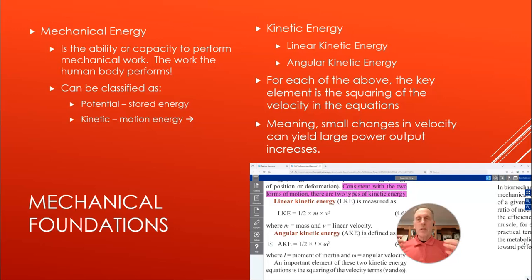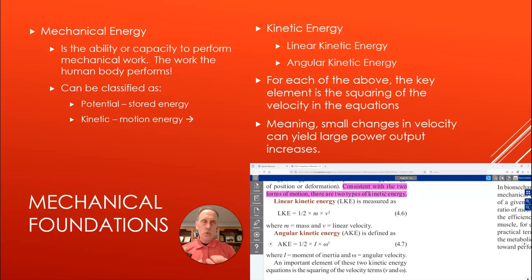So mechanical energy is the ability or capacity to perform mechanical work. It's the work that quite literally our human body performs on a day-to-day basis. And we can classify this into two main broad areas, potential and kinetic. Potential being stored energy, kinetic being motion energy. And if we think of this in terms of how this operates, you'll see in a couple slides here, you have potential and kinetic over and over and over happening in the body, and it's just a matter of how you use it.